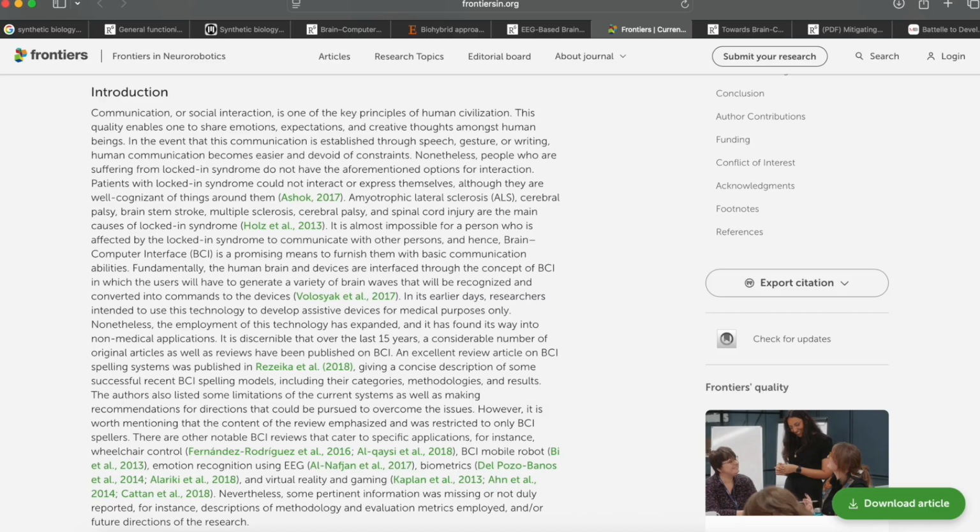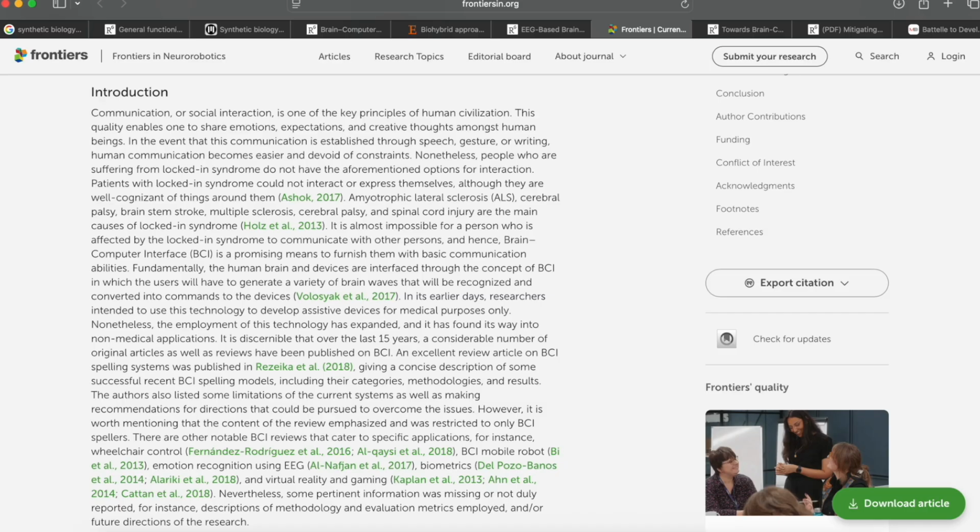Fundamentally, the human brain and devices are interfaced through the concept of BCI, in which the users have to generate a variety of brain waves that will be recognized and converted into commands to the devices. In its earlier days, researchers intended to use this technology to develop assistive devices for medical purposes only. Nonetheless, the employment of this technology has expanded, and it has found its way into non-medical applications.